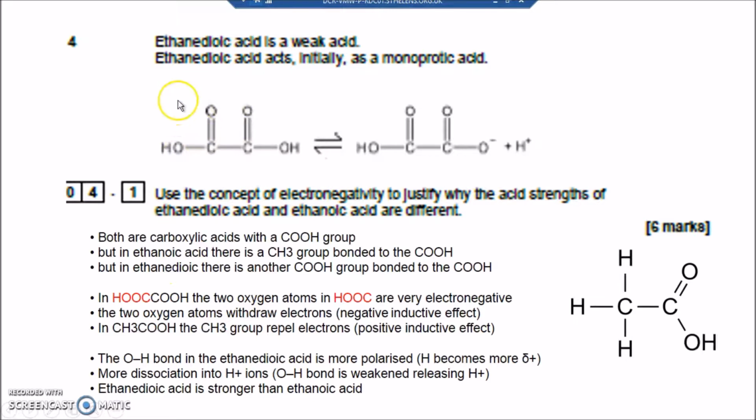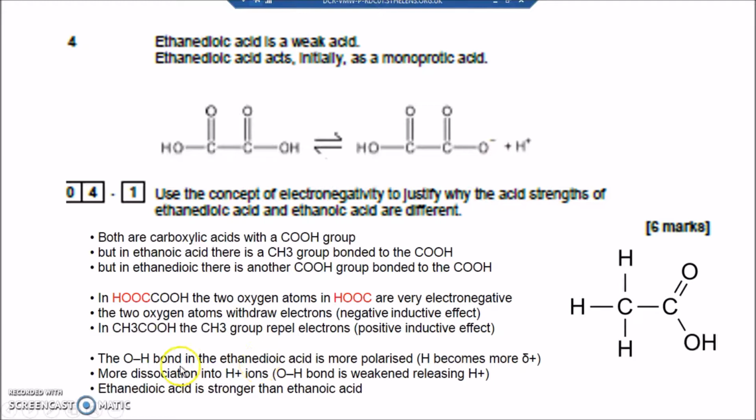So the oxygens in this section of the molecule here are very electronegative, and the oxygen atoms withdraw electrons. Whereas in ethanoic acid, the CH3, as I've said, is going to repel electrons, move electrons away from it, and actually won't facilitate, won't help breaking that bond. It will push electrons the other way rather than moving them onto the oxygen. The OH bond in ethane dioic acid is more polarized. It means that the H becomes more delta plus.